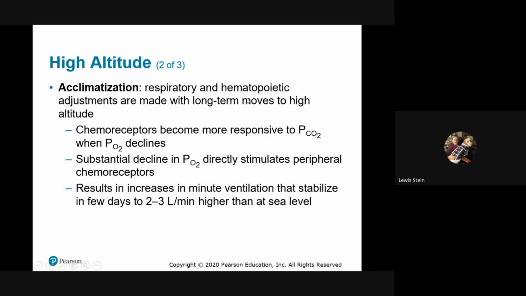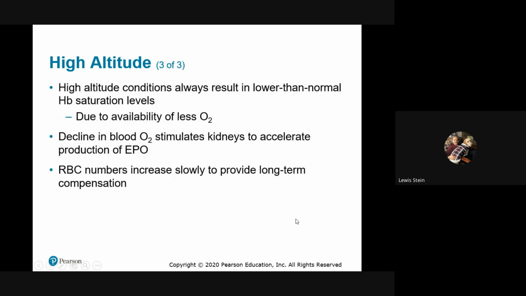And so it does take a certain amount of time, respiratorily, hematopoietic, and it took me about 24 to 36 hours for that to happen. More responsive to PCO2 and PO2 declines, etc. Increase in minute ventilation, stabilize in a few days, etc. Those types of things. I thought that was very interesting. So less oxygen is available, and the low oxygen stimulates your kidneys. That's the erythropoietin. So effectively, you could say it thickens your blood, fine. It just makes more. It's a slow adjustment.